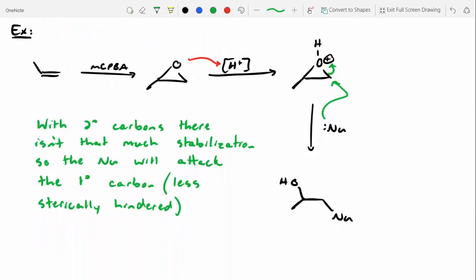All right, so now the question is, what if we just skip the acid step and throw in a super strong nucleophile? Can we ring open this? What do you guys think? We might be able to. It depends on the strength of the nucleophile, though, right?